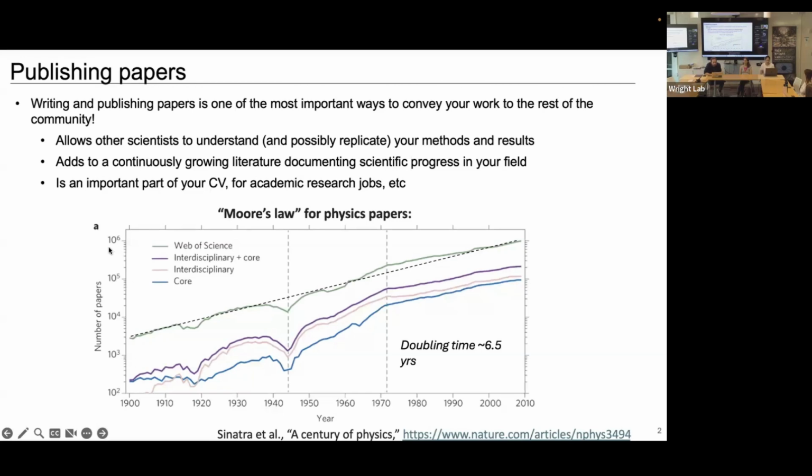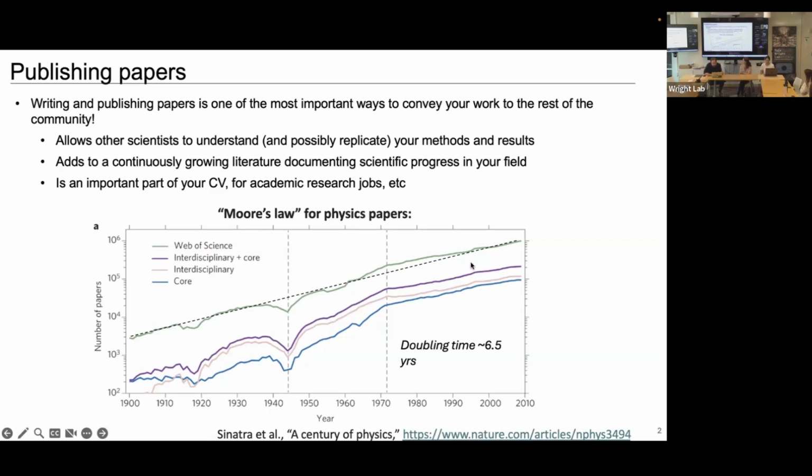I think this is also interesting. This is a plot for physics papers. There may be some astronomers and other folks here as well, but I'm sure there's a similar plot for astronomy. You're really joining a continuously growing community, producing this kind of scientific literature. This is more than 100 years. This is a Moore's law. Since I'm David Moore, I have to show Moore's law.